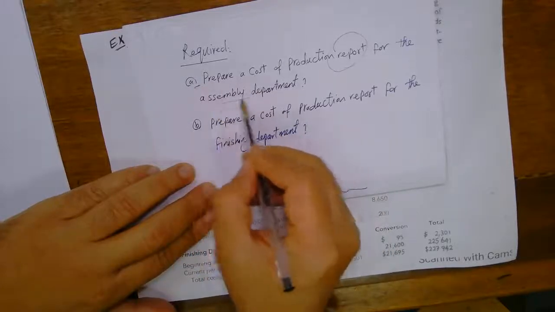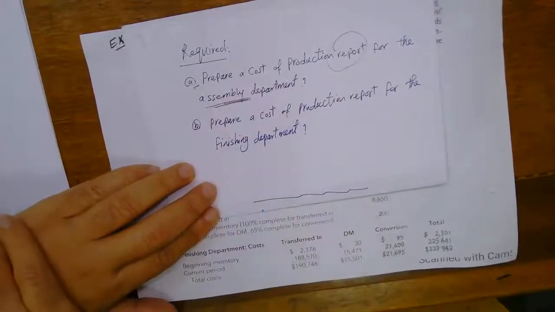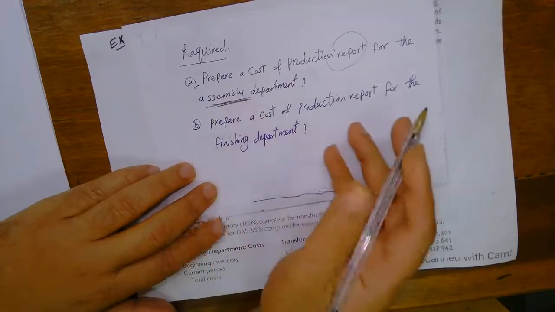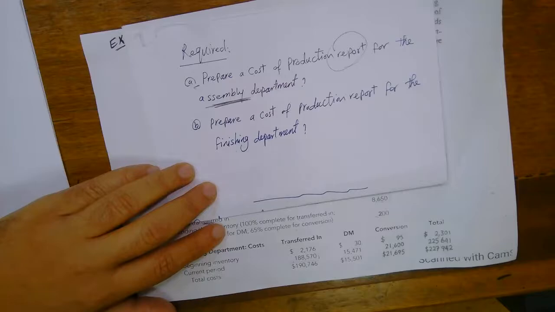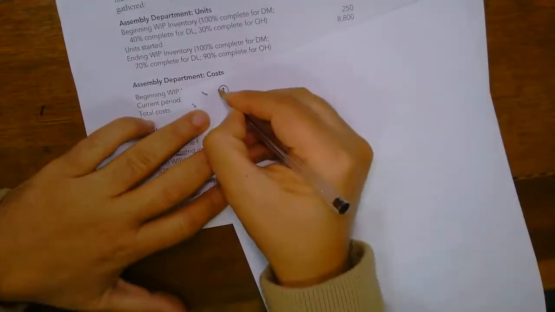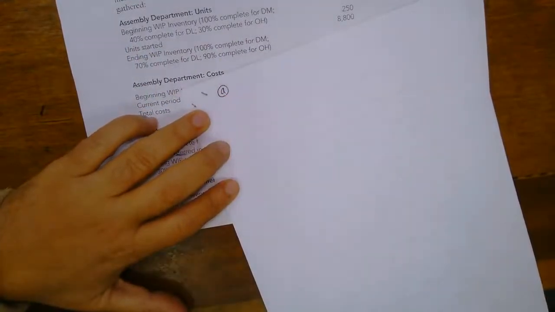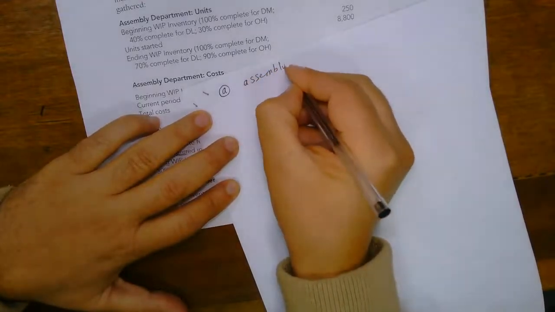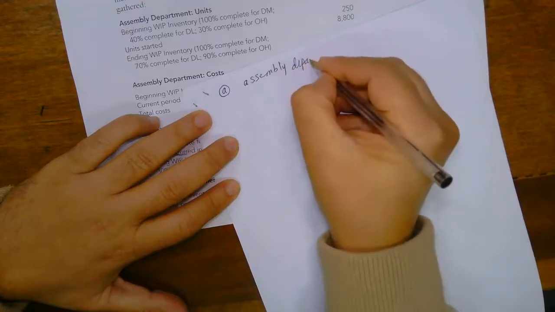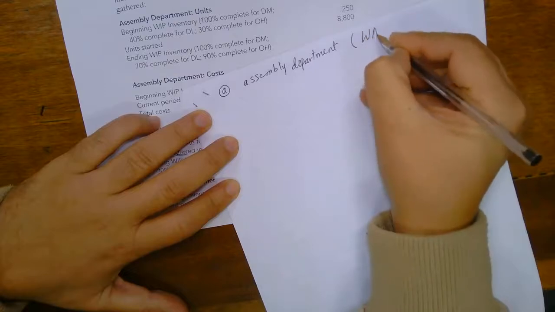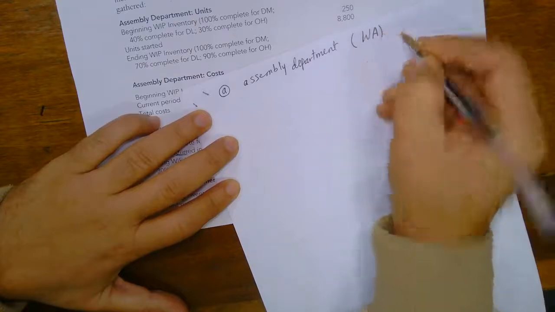Number A, assembly department. We have note that this department uses weighted average costing. So we will answer required number A. Assembly department uses weighted average costing.